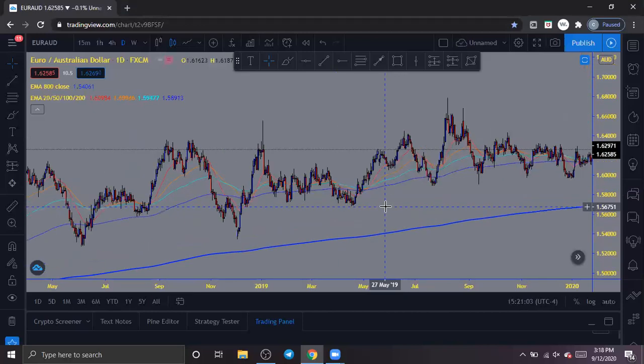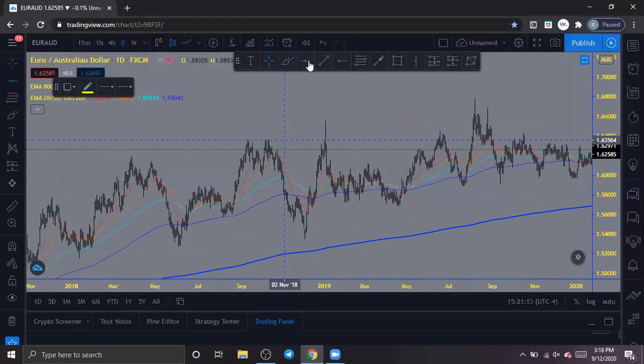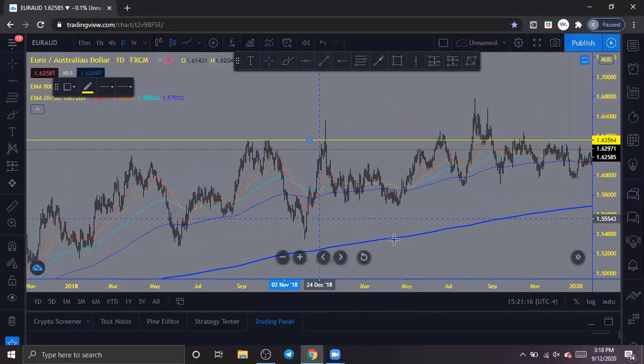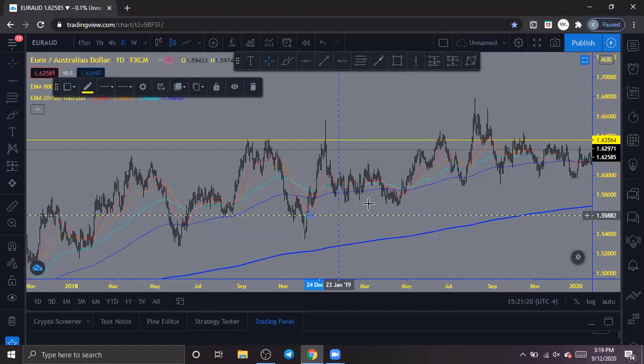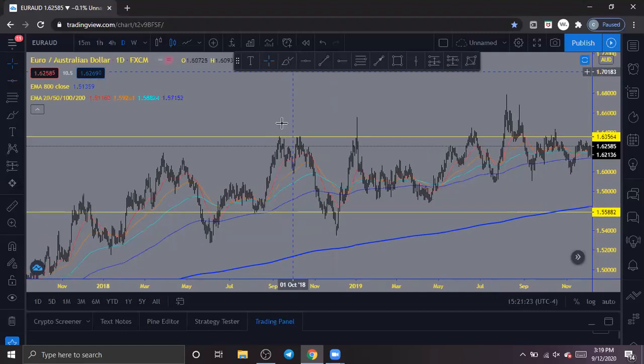All right, so support and resistance, guys. Very simple stuff. Here we have a resistance. Here we have a support. Why is this a resistance? Why is this a support? I'll tell you exactly why.